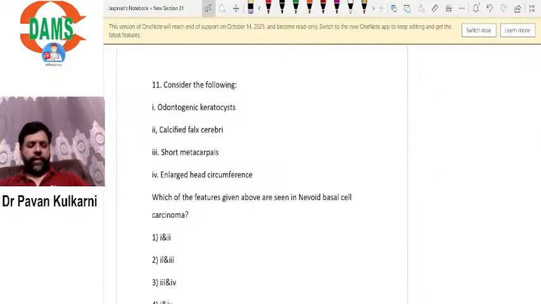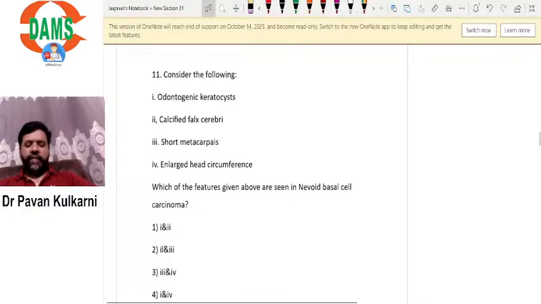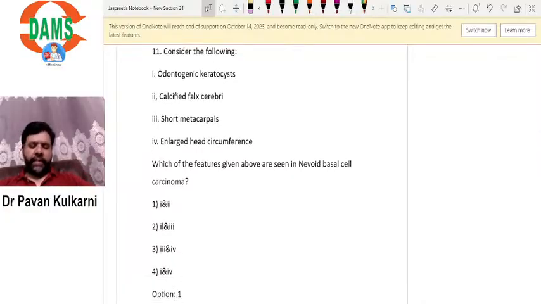Consider the following: odontogenic keratocysts, calcified falx cerebri, short metacarpals, enlarged head circumference. Which of the following features given are seen in case of nevoid basal cell carcinoma? So first of all, nevoid basal cell carcinoma is also known as Gorlin-Goltz syndrome.